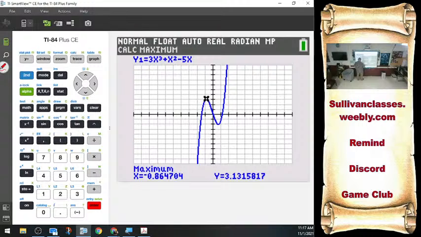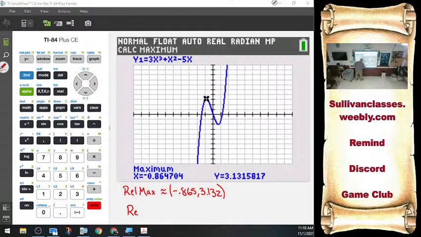And I will say, is that relative or absolute? Relative. So I'll say there's a relative maximum approximately negative 0.865, 3.132. I'll say it's relative, not absolute, because the graph does go higher than that. I'll say it's a maximum because it's the highest point in that area.